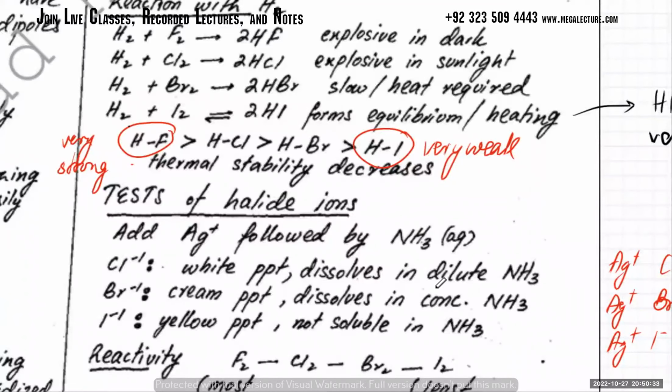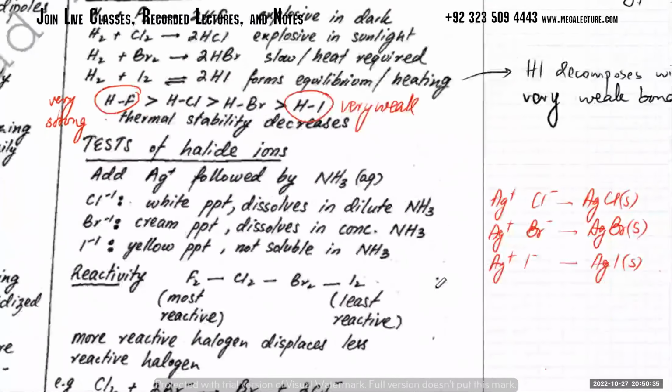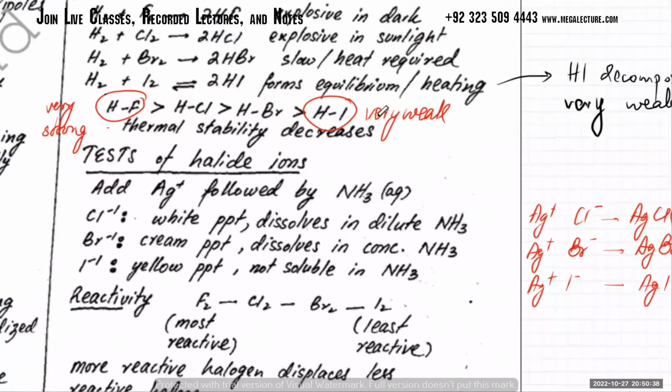Okay sir. And sir, what does thermal stability decreases mean? Thermal stability is how easily the bond will break. So the HF bond is going to be very strong. So it would be very hard for it to break. You would have to give it a lot of energy. HCl is very stable. HI is not stable.